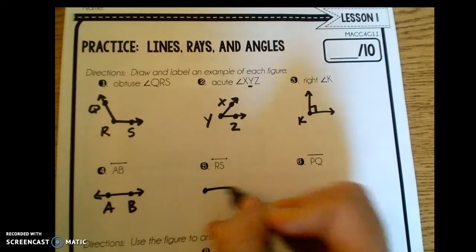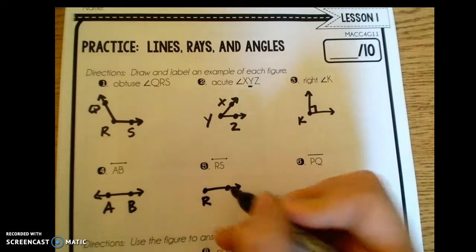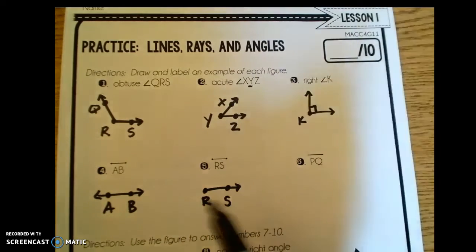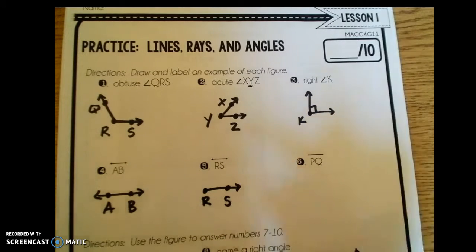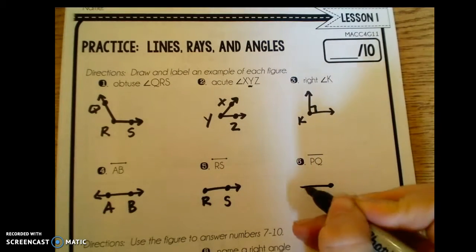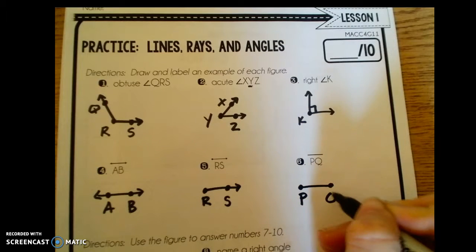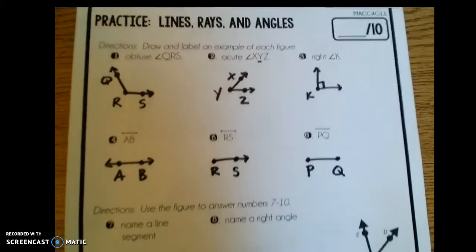Okay, so RS. Now, here's the deal with a ray. It has to go through this point with S. So it starts at R. It has to start at R, and it has to go through S, and you have to have those points. Okay, and then for line segment PQ, you just label it with a point on each end, PQ.